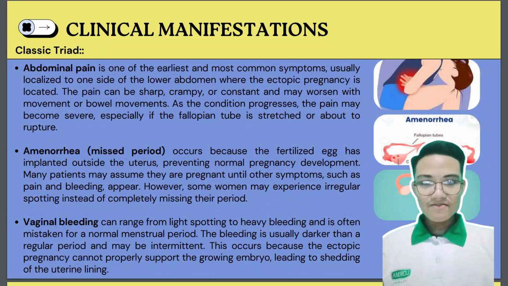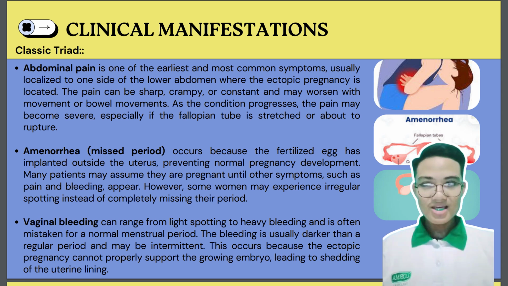Next, let's dive into the clinical manifestations of ectopic pregnancy. First is the abdominal pain. The abdominal pain is one of the earliest and most common symptoms, usually localized to one side of the lower abdomen where the ectopic pregnancy is located. The pain can be sharp, crampy, or constant and may be worsened with movement or bowel movements.